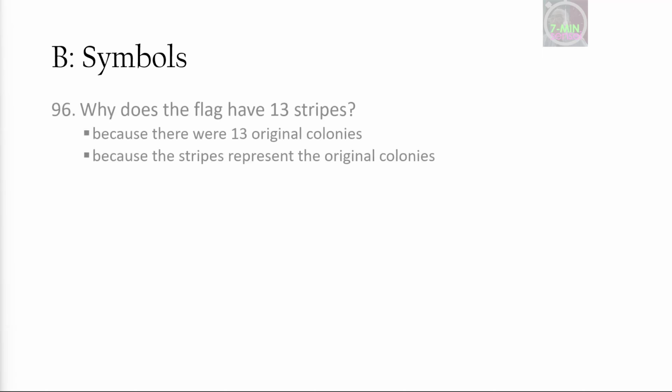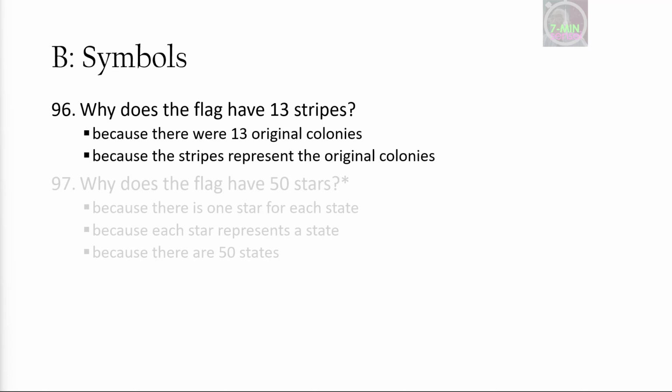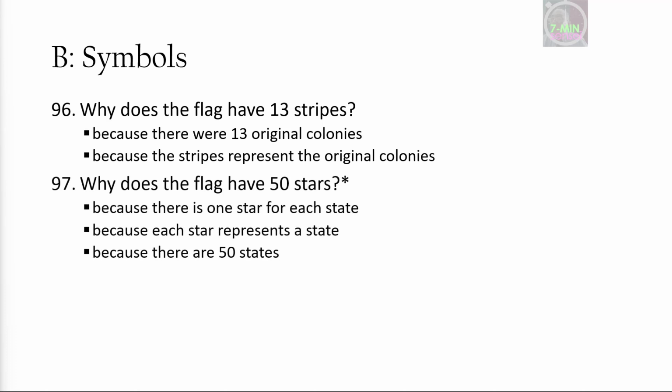B. Symbols. Why does the flag have 13 stripes? Because there were 13 original colonies. Because the stripes represent the original colonies. Why does the flag have 50 stars? Because there is one star for each state. Because each star represents a state. Because there are 50 states. What is the name of the national anthem? The Star-Spangled Banner.